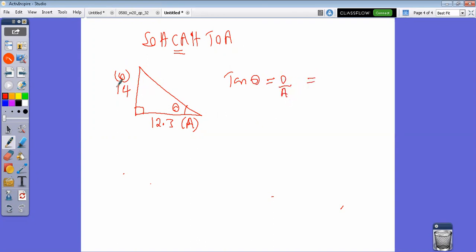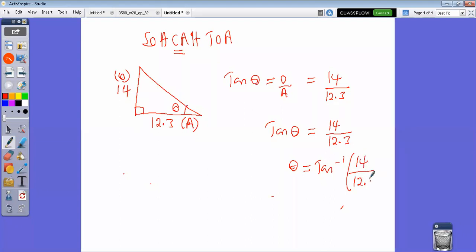What is my opposite here? 14 over my adjacent 12.3. So I'm saying tan theta is equal to 14 over 12.3. Again, this gives me a decimal. I want the actual angle. So theta is equal to arctan, like this in brackets, 14 over 12.3. Do that on your calculator. Make sure it's in DEG degree mode, not any other mode.